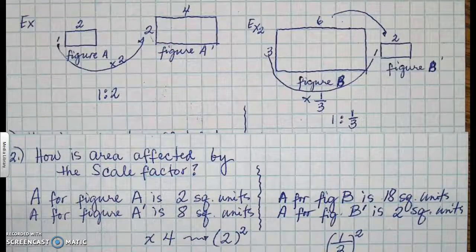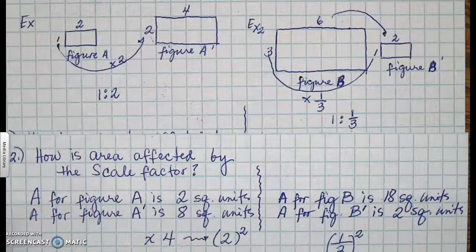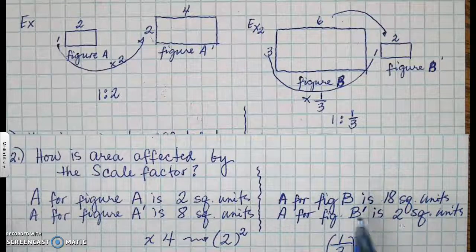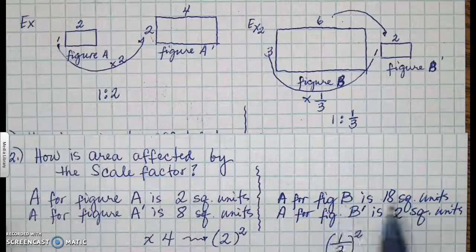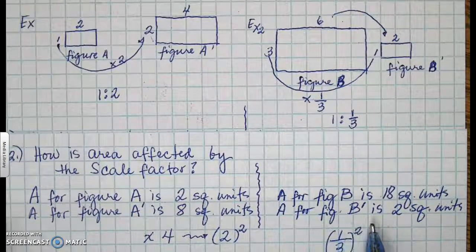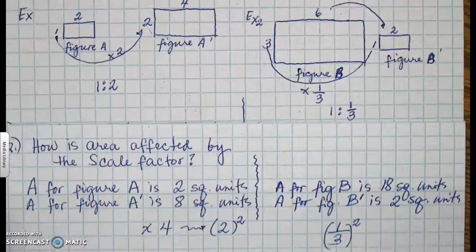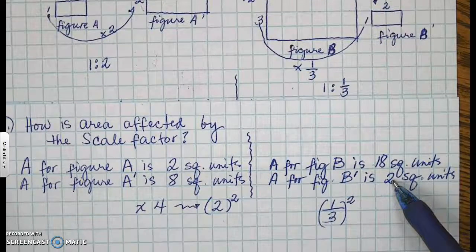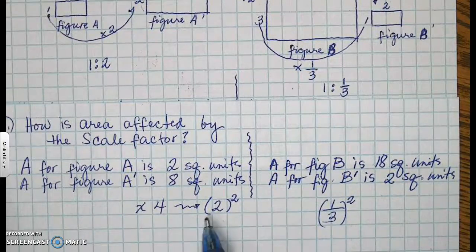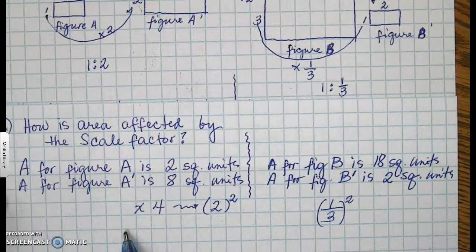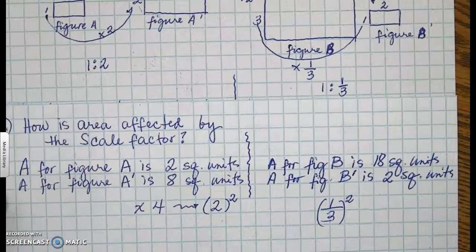So with that said, let us take a look at example number 2. The area for figure B is 18 square units, so 6 times 3 is 18. And the area for figure B prime is 2 square units, and that's 2 times 1. If we take a look at how we got from 18 to 2, we will realize that we're following the same principle as what we did with our example number 1, which is to get the scale factor and to square it. So let's try that.